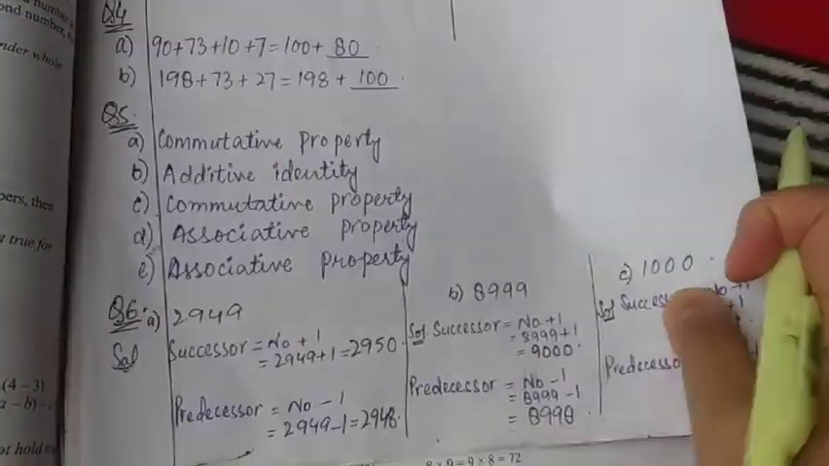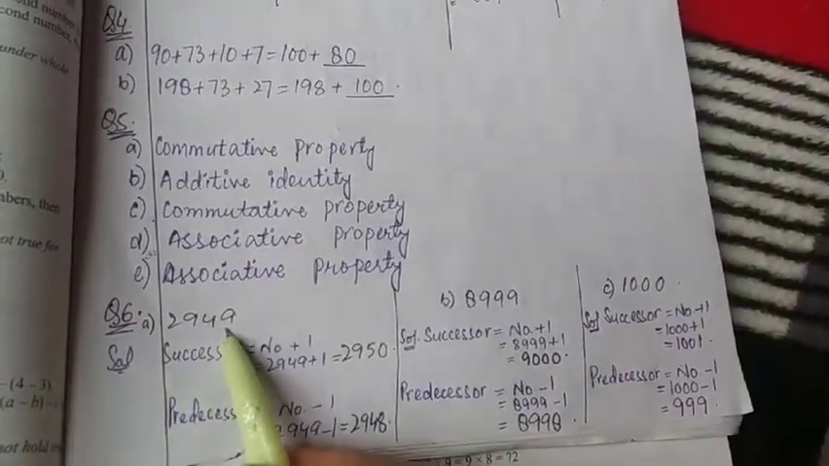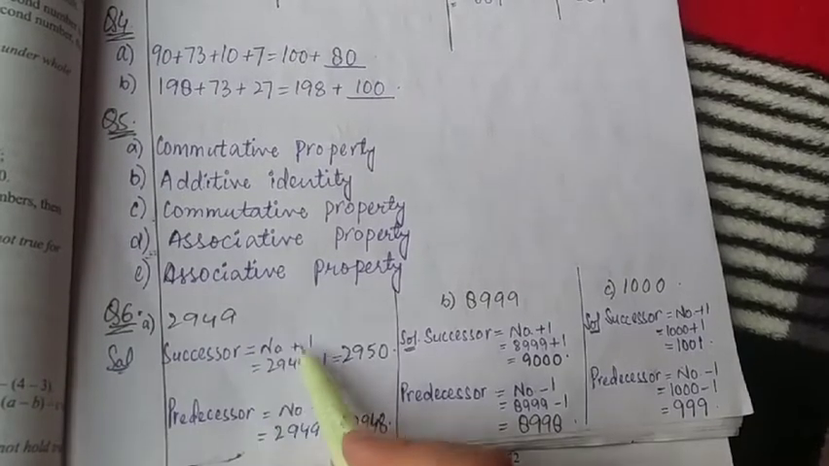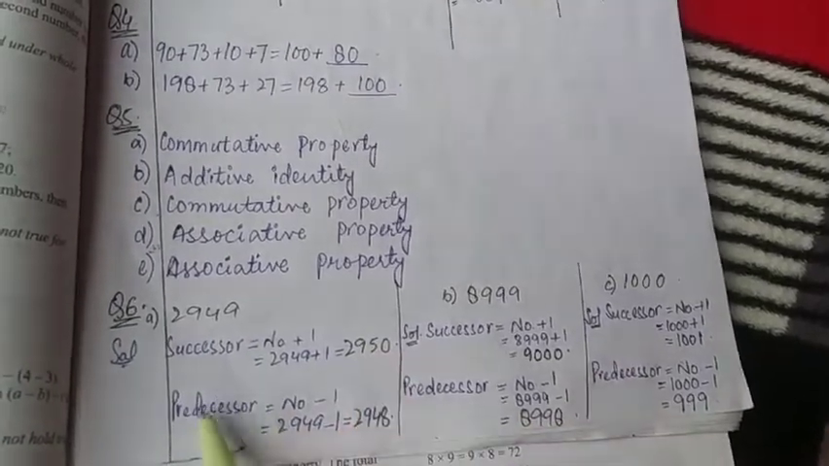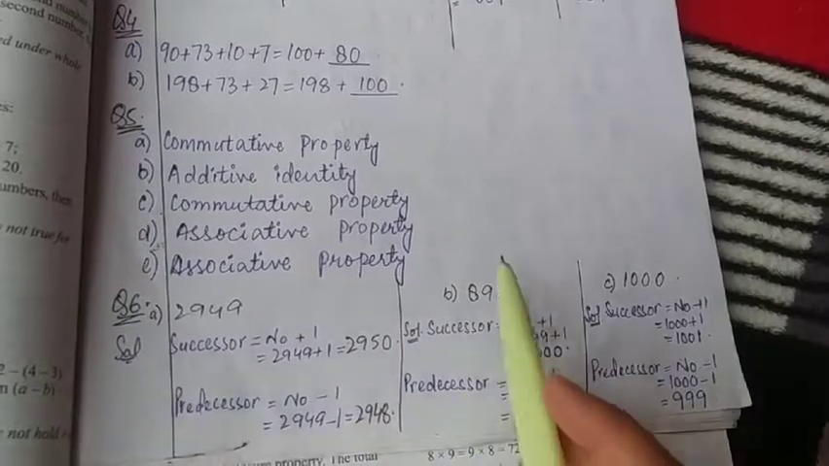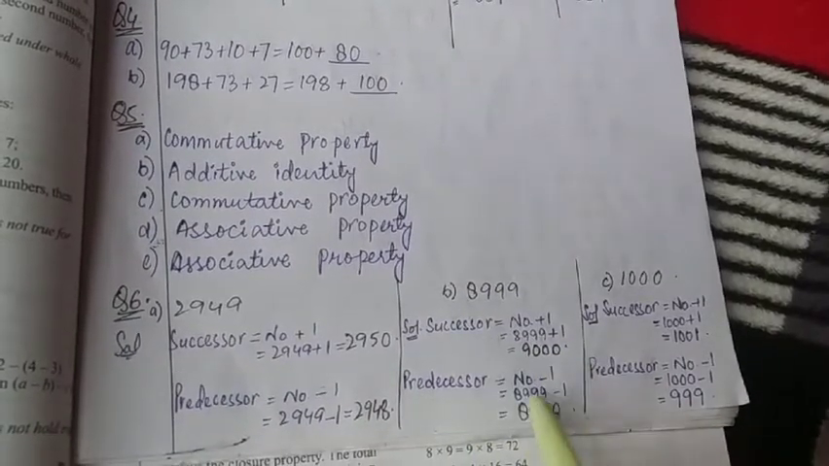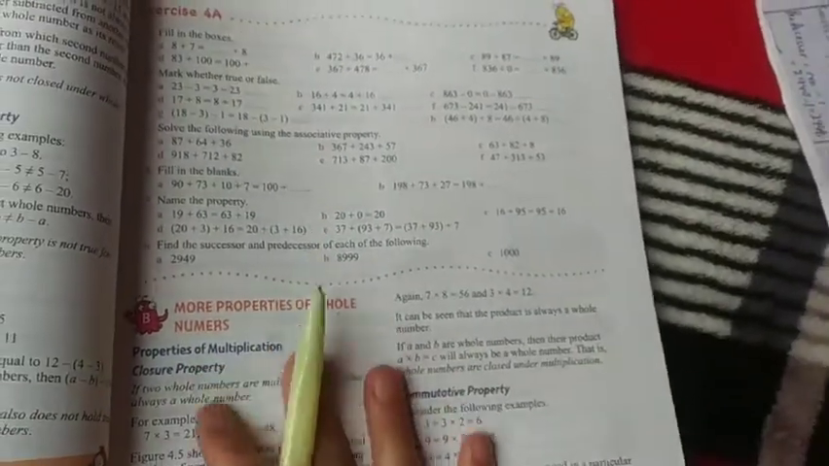Now it's the question, find the successor and predecessor. Okay, students, see 2949. इसका successor कैसे आएगा, इस नंबर को प्लस से 1 प्लस करके. प्रेडिसेसर कैसे आएगा, 1 माइनस करके. सेम यहाँ पे भी +1 करके, -1 करके, +1 करके, -1 करके. दैट्स ऑल फॉर टुडे. दिस एक्सरसाइज इज कंप्लीटेड.